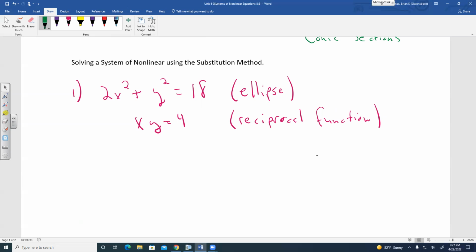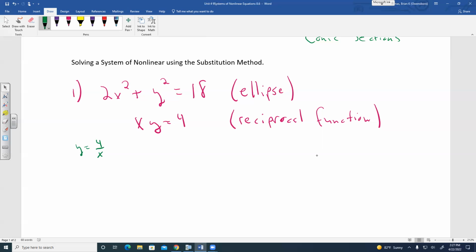Now, again, all we're really interested in this lesson is, instead of graphing them, trying to find the values of x and y that make these equations true. Remember, the solutions are the points of intersection. There can be more than one point of intersection in these types of equations. So using the substitution method, I'm going to solve the second equation for y. It's going to be y equals 4 over x.